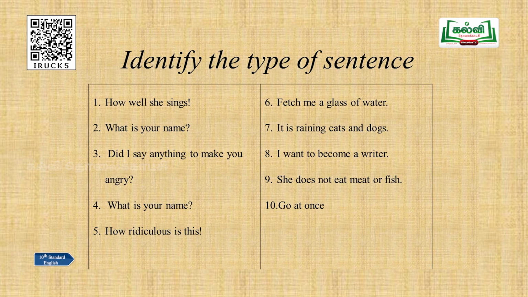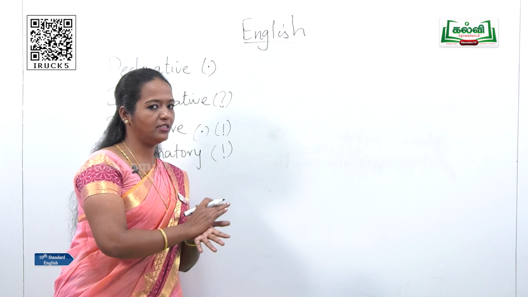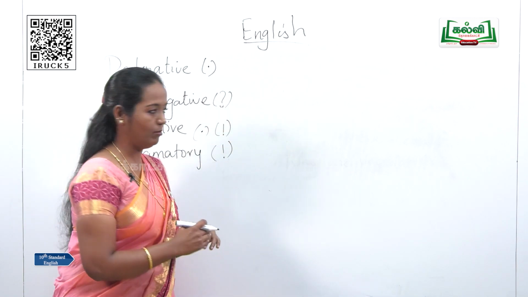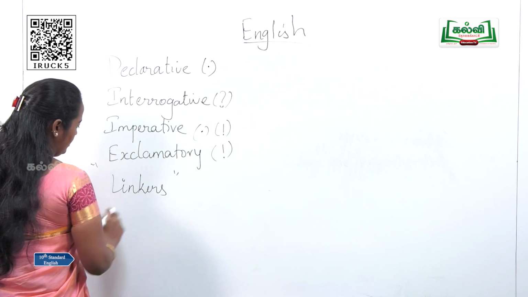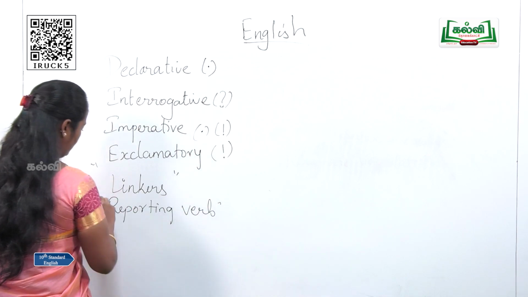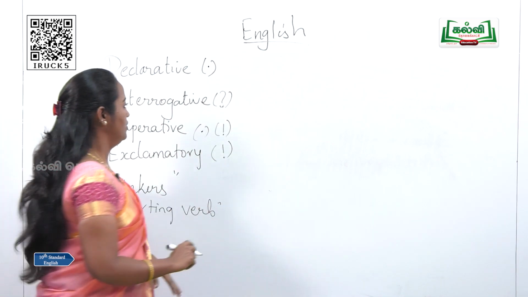So this is imperative. It is raining cats and dogs. What type of sentence? Declarative. Very good. I want to become a writer. So this is also a declarative sentence. She does not eat meat or fish, which is again a declarative sentence. And then finally, go at once. So this is an imperative sentence. Very good, children. So now to change direct sentences into indirect, these are the things we will have to remember. So I told you about linkers and reporting verbs, right? So for that we will have to do this.